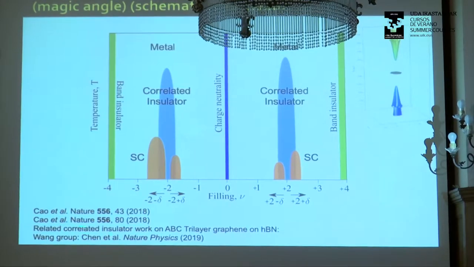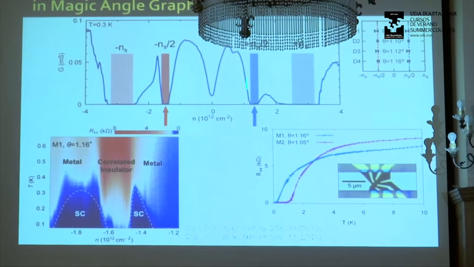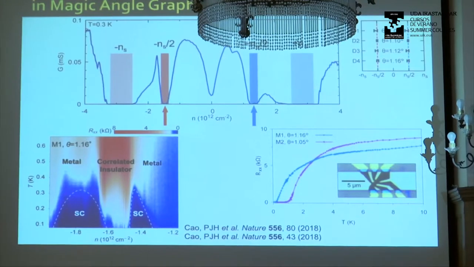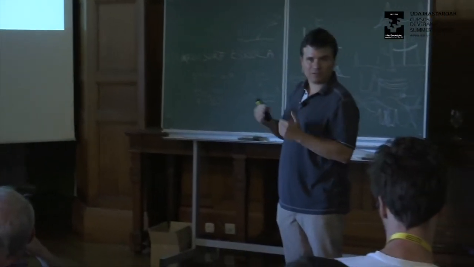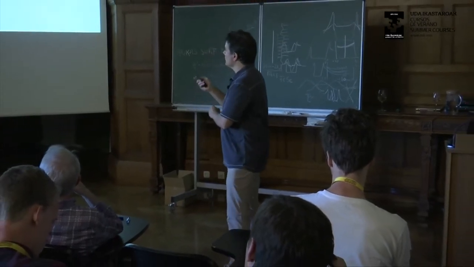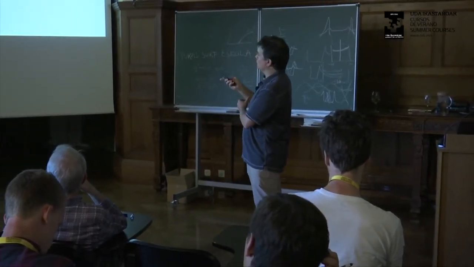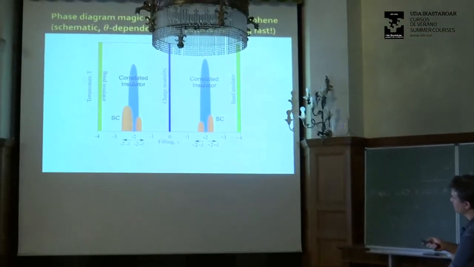And as I mentioned, there was also related correlated insulator work on ABC trilayer graphene and hBN. So this was as of mid-2018. Okay? And again, the phenomenology was this correlated insulator behavior and superconductivity. So as of late 2018, and it has evolved very fast during the first 6 months of 2019, this is the phase diagram, and I'm going to show the one from last summer, and I'm going to add things to it.